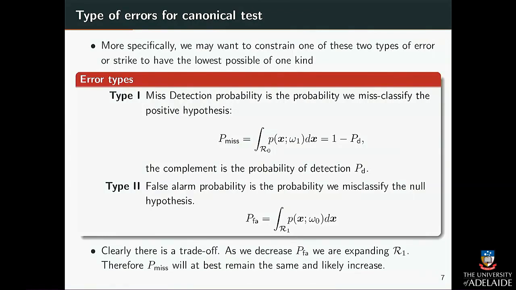Here, the probability of misdetection is the probability that the pattern under the positive hypothesis instead falls in the region that you have defined for the zero hypothesis. This is also the complement, 1 minus what we call the probability of detection, which could be your metric: you want to have a high probability of detection.